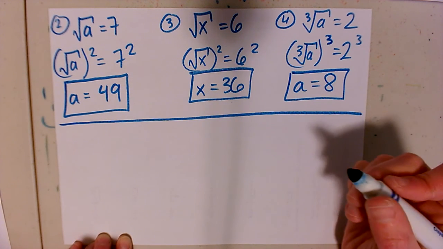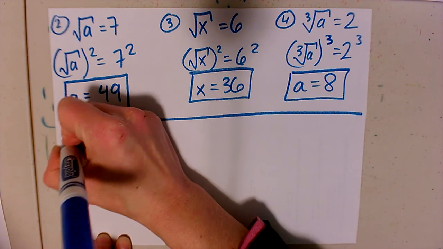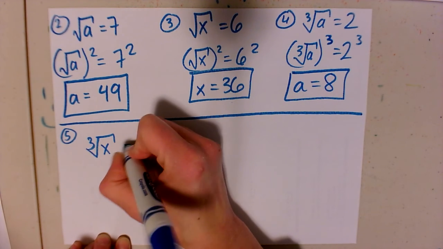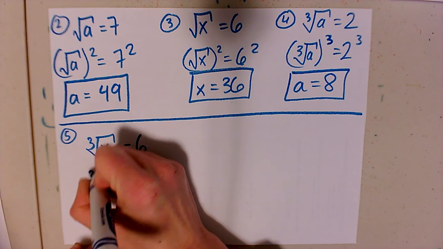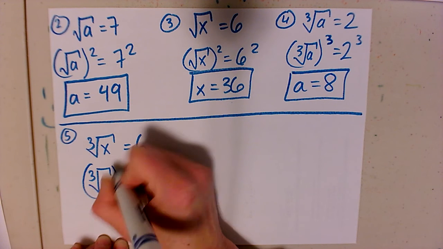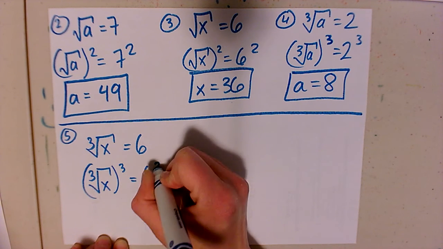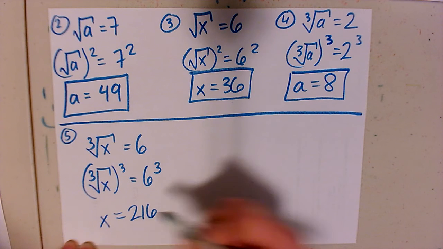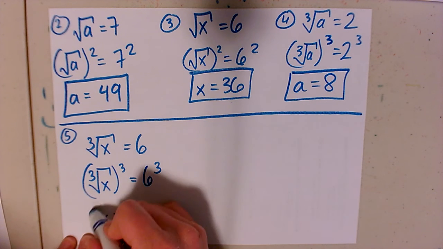Let's see, for number 5, we have the cube root of x is 6. So I'll cube both sides, and I'll get x is 216.